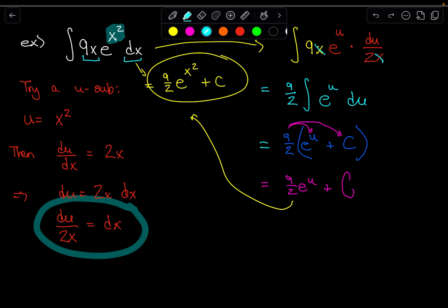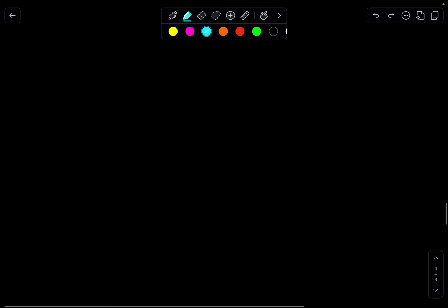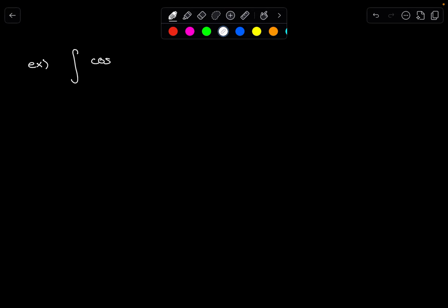All right. So we're going to do one more example. I think it's a good example to finish on. So let's do, for example, the integral of cosine of x divided by sine of x dx. Let's do this example.